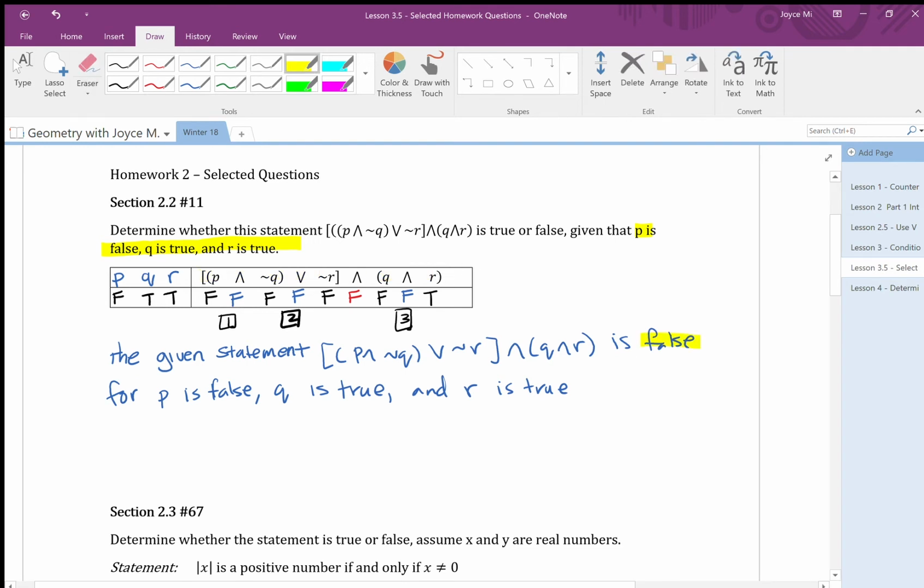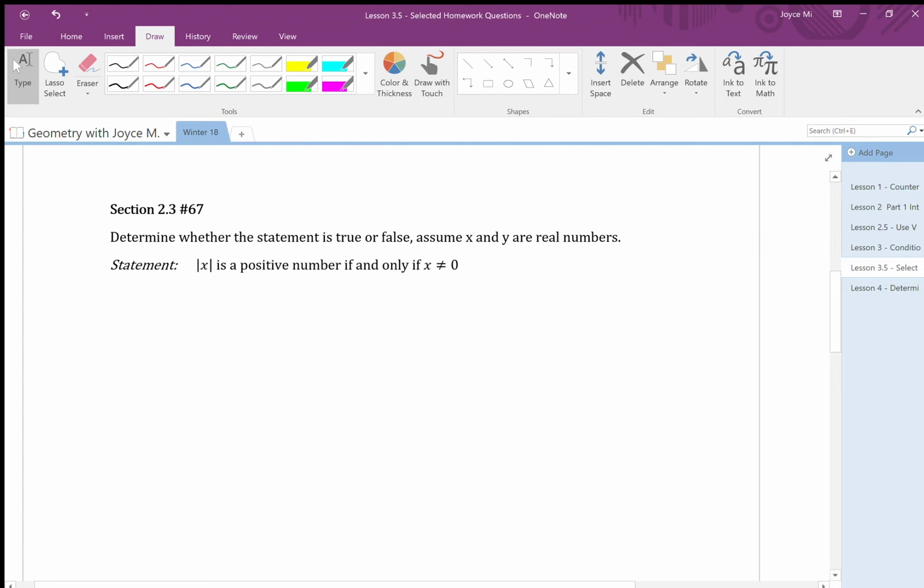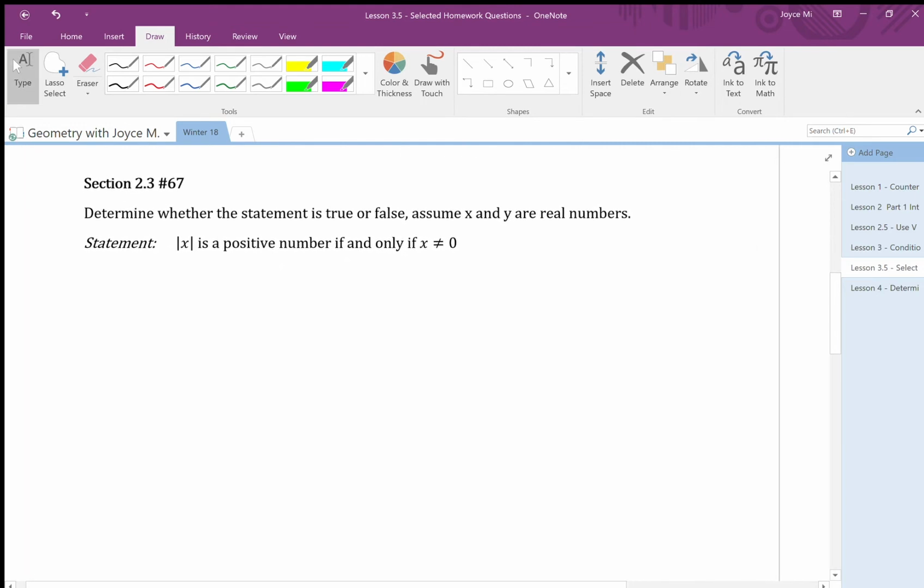Okay. Now I'm going to go to question 67 in section 2.3. For this question here, I notice a lot of common mistakes. One of them is that a lot of you just tell me true or false and never really provide a reason why it's true or why it's false. So let's consider a statement. The absolute value of x is a positive number if and only if, this tells me that I have a biconditional statement, x is not equal to 0. Now to do this statement here, I could just use notation for it.